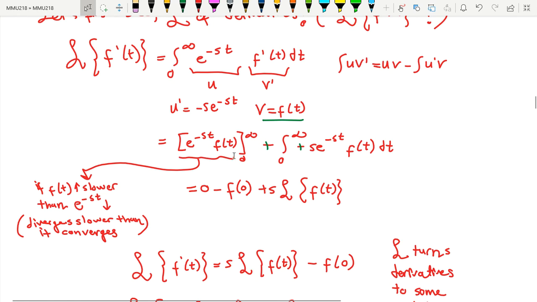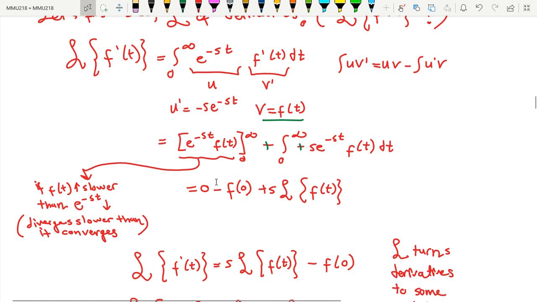Now, if you sort the terms, what happens? This is uv, right? u times v is going to be e to the minus st f of t, from 0 to infinity, and then minus the integral of u prime and v. So minuses cancel out. If you put infinity here, that's going to converge to 0, minus f of 0, plus s Laplace of f of t. Why? Because if you pull this s out, this is exactly Laplace of f of t.